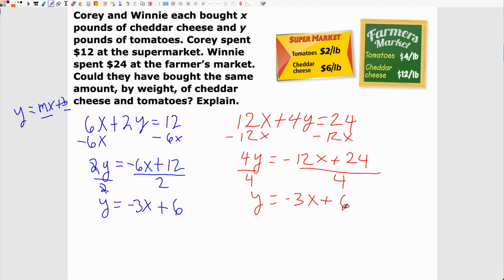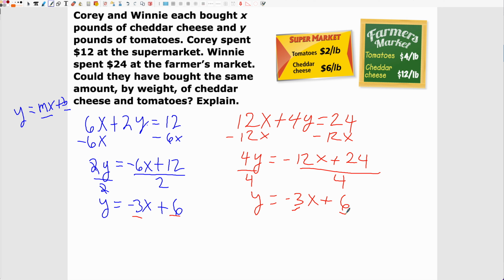They're the same equation. So can Corey and Winnie buy the same number of tomatoes and cheddar cheese? Yes, they can get the same amounts using the way the numbers are set up. So, awesome. Now we know they can buy the same amount of cheese and tomatoes. All right, they'll have equally yummy pizzas. Would that be a one solution? If they're the same equation, infinite solutions, they have the same slope and the same y-intercept. So both numbers are the same equation, same solution, infinite solutions.